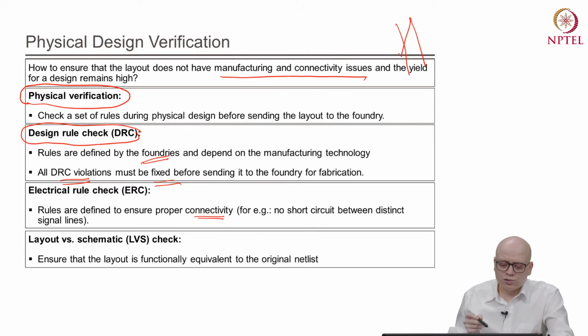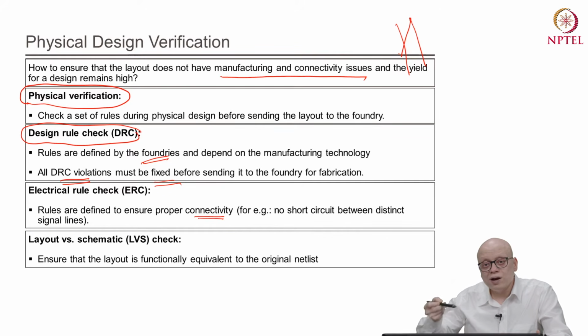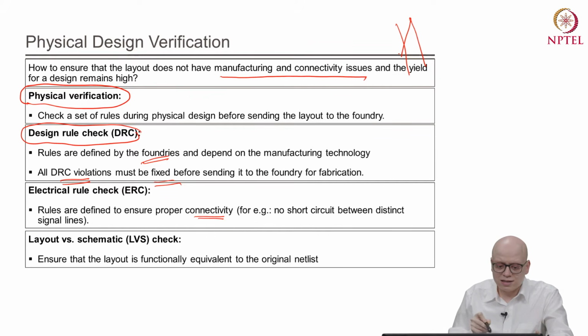And then we also need to carry out a layout versus schematic check, meaning that we need to ensure that the layout that we have created, the transistor level layout, is actually meeting the original functionality that we started with. And this is done using a physical verification task which is known as layout versus schematic check, or LVS check.